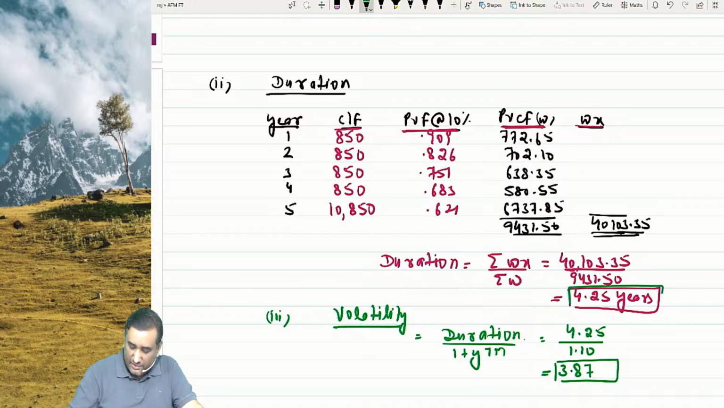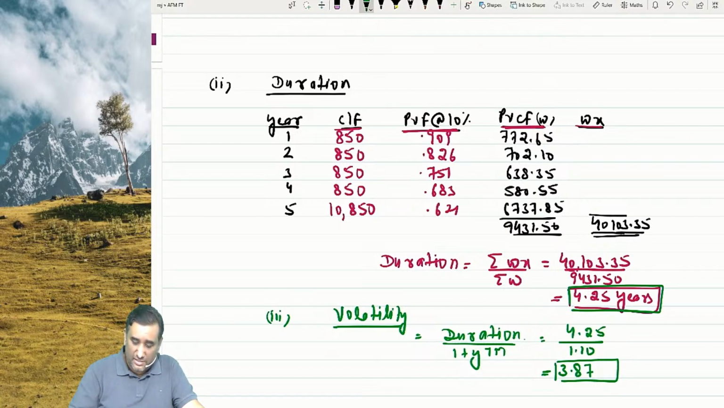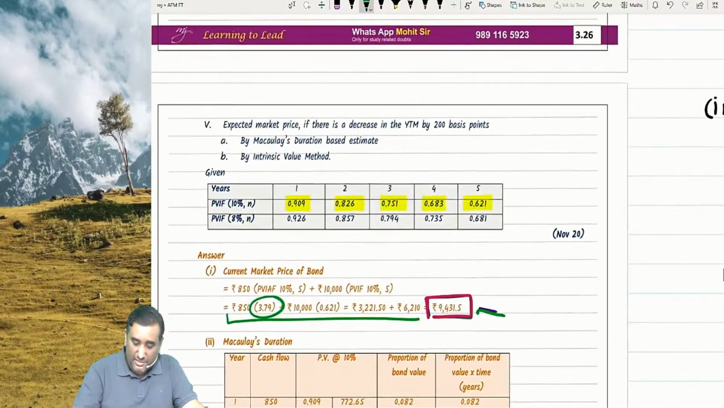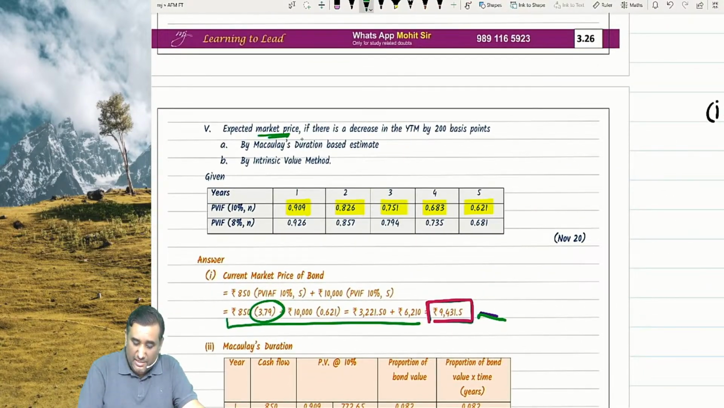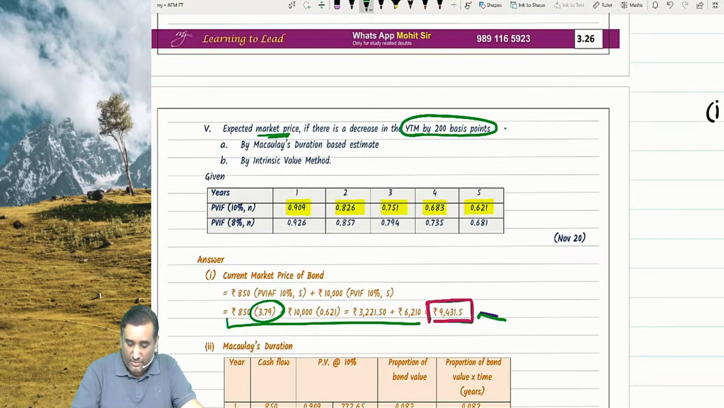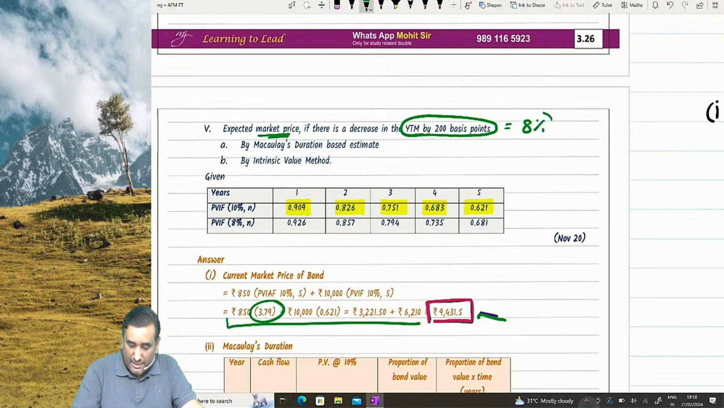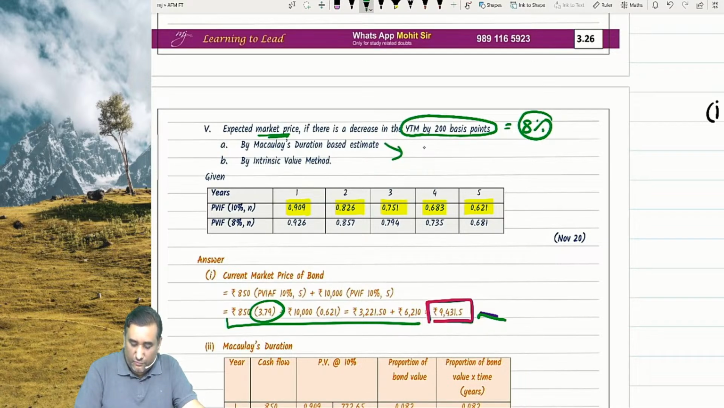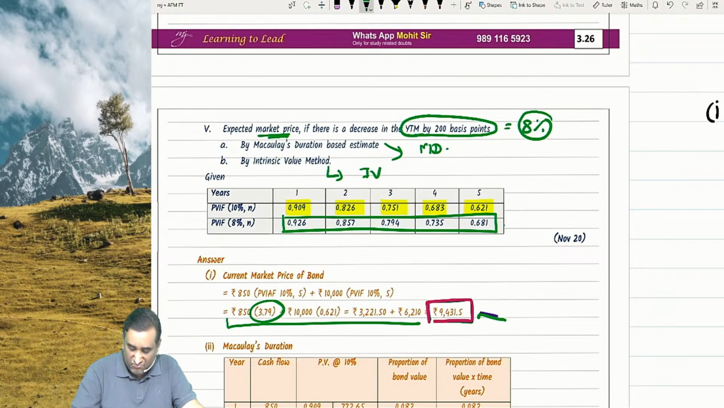4.25 and 3.87. Then I'll not do the fourth point, I'll do the fifth point first, which I'll show you. In the fifth part, he says expected market price if there is a decrease in YTM by 200 basis points. That means the new YTM will become how much percentage? 8%. Use the volatility, the modified duration formula and the new intrinsic value formula. 8% annuity factor, if someone can tell me.